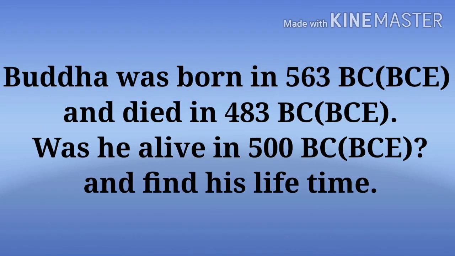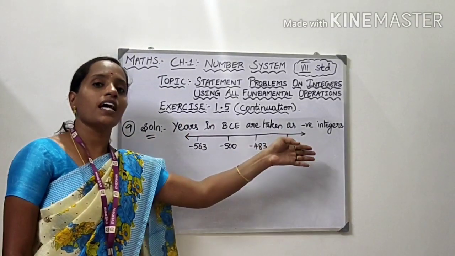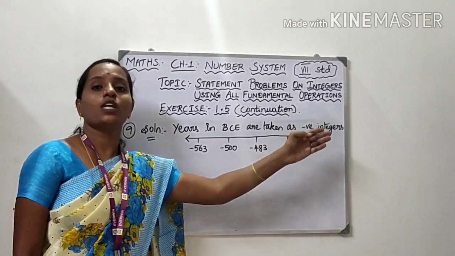Buddha was born in 563 BC and died in 483 BC. Was he alive in 500 BC? And find his lifetime. We have the solution for the ninth sum. Years in BCE are taken as minus, that is negative integers.